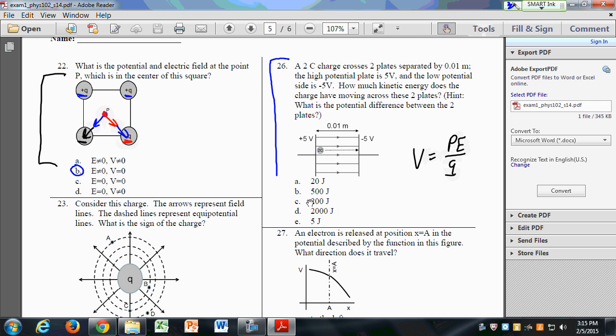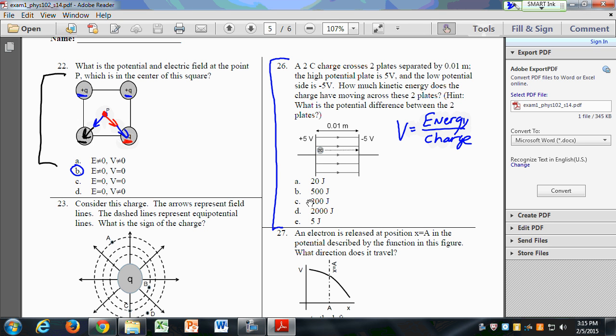Okay, let's look at this one right here. Again, this is talking about kinetic energy, but this idea still holds. In fact, we can think more generally that our potential V is equal to energy per charge. So if I have a charge that goes across a potential difference, in this case, the potential difference is going from 5 to -5.